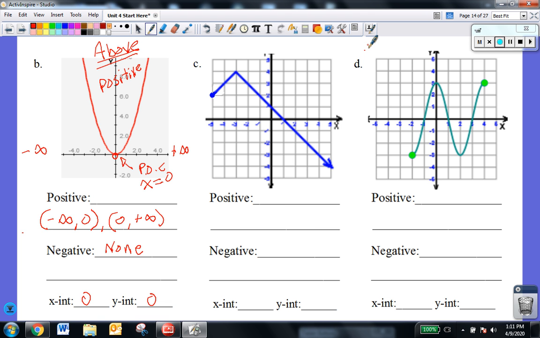All right, now let's talk about this next one. This is an absolute value graph. It's been inverted by a negative a, but it's pretty easy to see. Above the x-axis is going to be positive. So this is positive, and below is going to be negative.